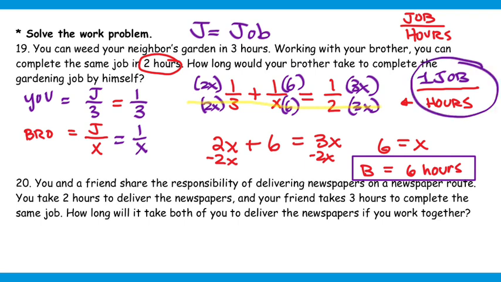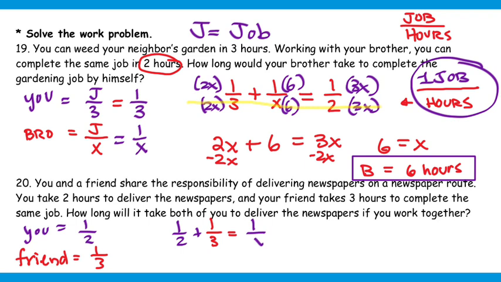We know we're going to do jobs over hours. You take one job, it takes you 2 hours. Your friend takes one job, the same job, takes 3 hours. What we don't know is how long it will take if we add the 2 people going together. That's why it's 1 over x hours, because we don't know. But it's always representing the one job.